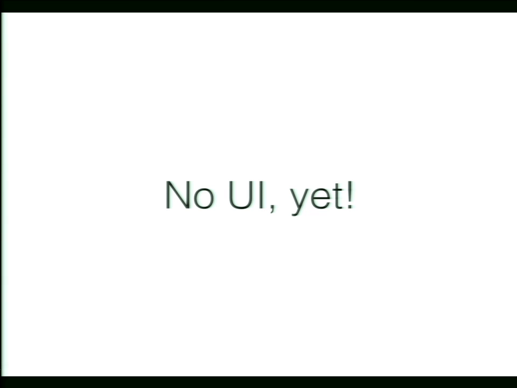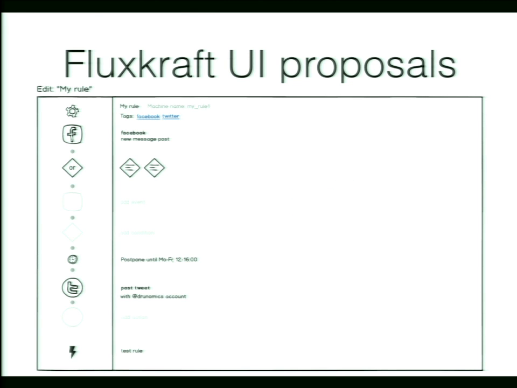So there was a research project called Fluxkraft. It's really interesting. It's not just about the UI stuff. Fluxkraft is about creating whole web automation, like ifthisthenthat.com, but based on open source technology. So the idea of Fluxkraft was to use Rules and all the user interface capabilities to create an ifthisthenthat based on open source technology. And part of that was creating UI proposals to make it simpler. So the Rules user interface sometimes is considered to be just too complex.